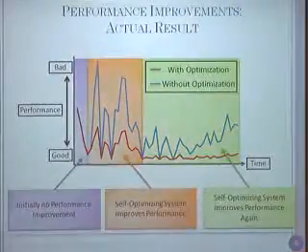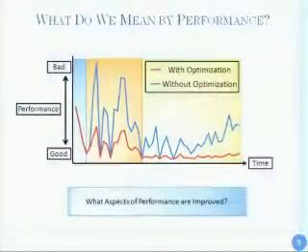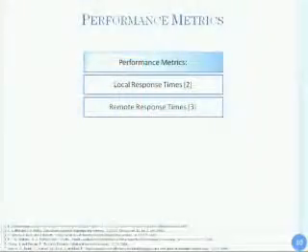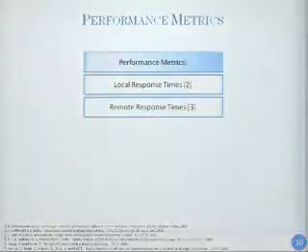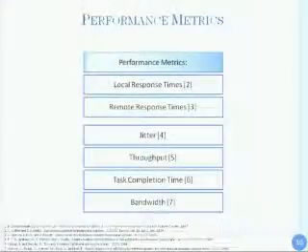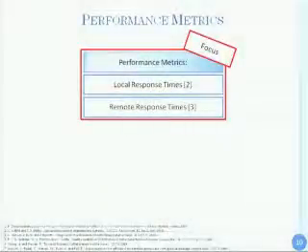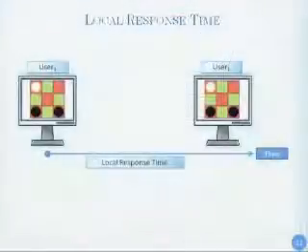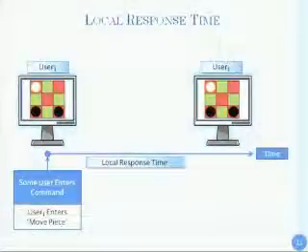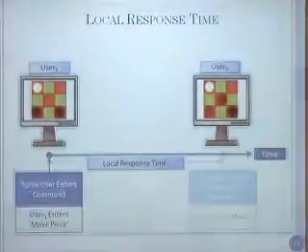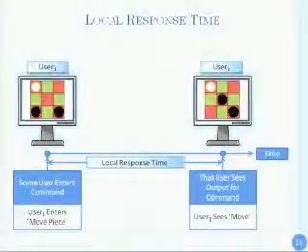Okay? Now, one question is, what aspects of performance are being improved? Two important aspects of performance are local and remote response times. There are other important aspects, such as jitter, throughput, task completion time, and bandwidth. And like I say, all of them are important, but my focus is on the response times. The local response time is defined as the amount of time that elapses from the moment a user enters a command to the moment that user sees the output for the command.